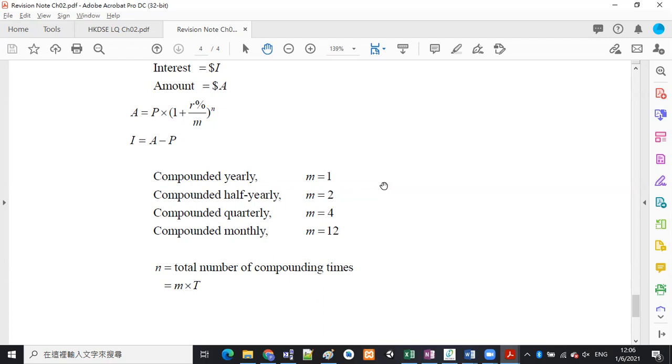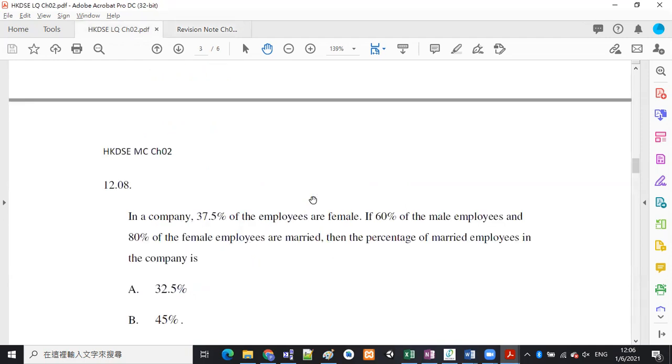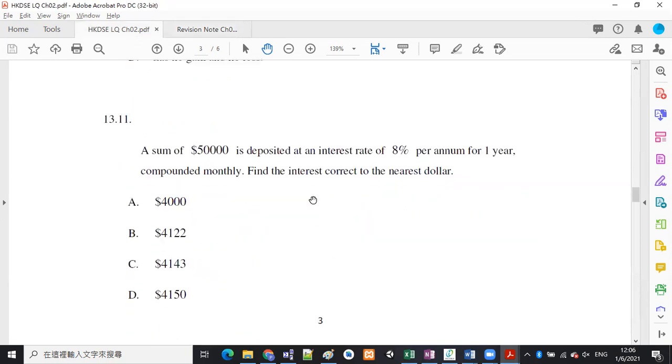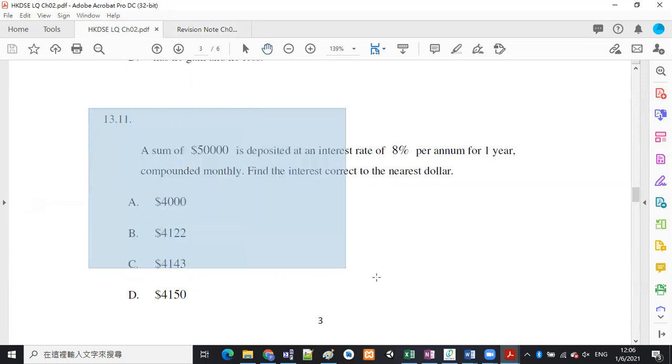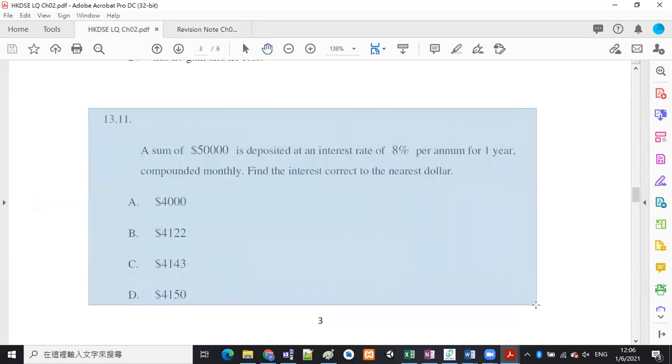Let me just forget about simple interest. Those may be simple interest problems. Yes, because simple interest is actually simpler, right? So let's do something compound. What is the first one? It should be 13.11. Yes, let's do it together. 13.11, the multiple choice. So a sum, can you find this? Page 3.